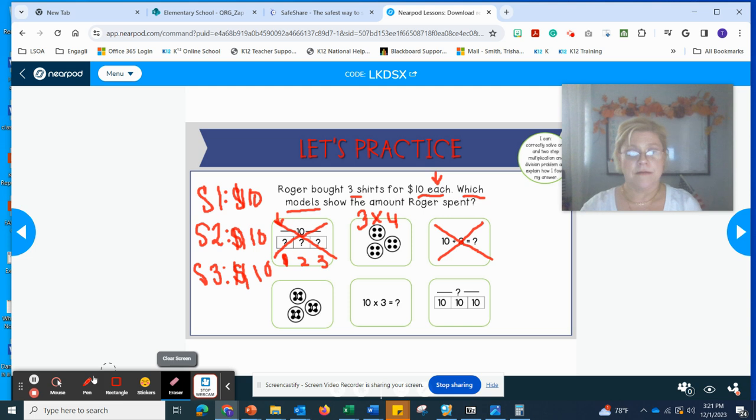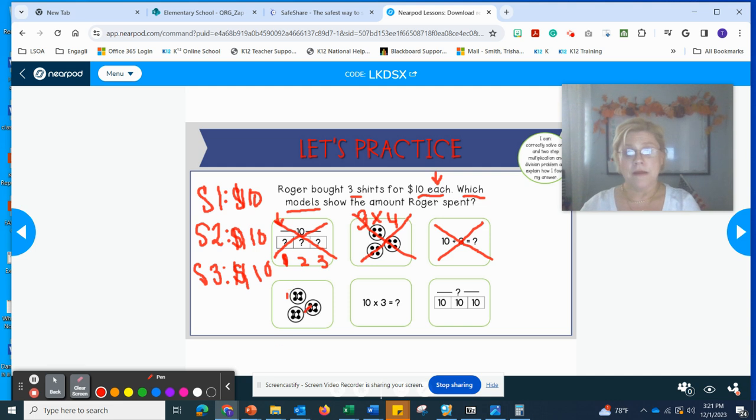So this is not our model. So we can put an X over this model as well. So let's look at these 3 models down here. Excuse me. We're going to start here. We'll start at this circle model. There are 3 circles again.